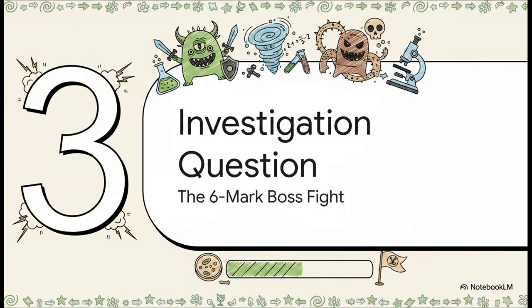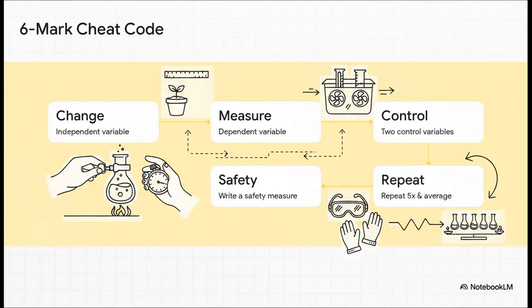All right, let's tackle Section 3, Acing the investigation question. This is the big one. Here is your absolute, foolproof, 5-step combo to ace this 6-mark boss fight every single time. First, identify your independent variable. What are you going to change? Second, your dependent variable. What exactly are you going to measure and how?